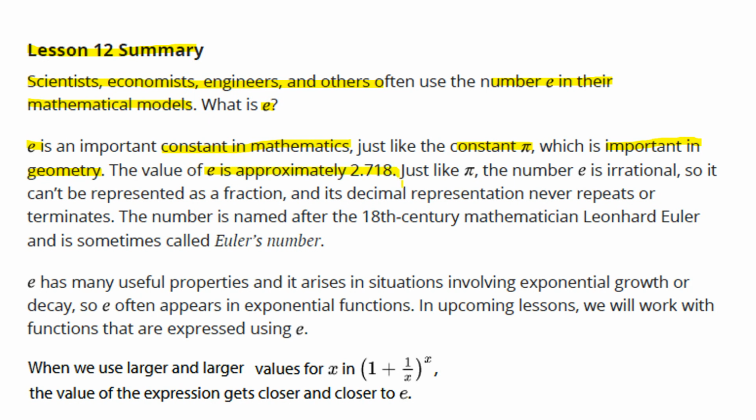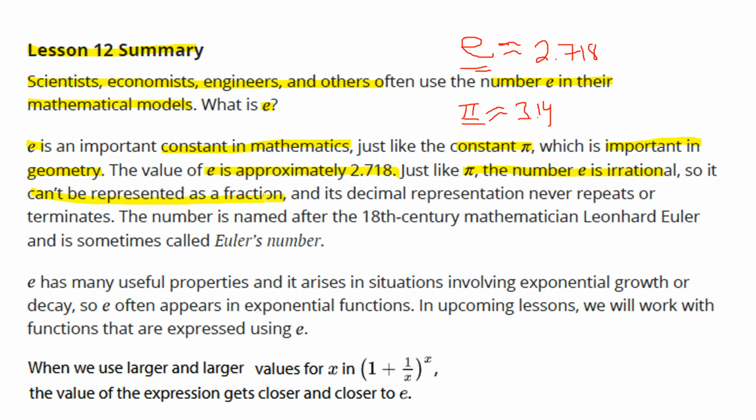And then we continue. The value of e is approximately 2.718, just like pi, and e is irrational. Just like we all know that pi is approximately 3.14, right? So from now on, if the teacher asks, what does e approximate to? You're supposed to say 2.718. Okay, so just like you all remember pi, you need to all remember what e equals. And let's continue. So just like pi, the number e is irrational. So it can't be represented as a fraction.